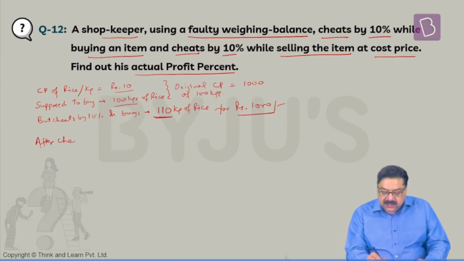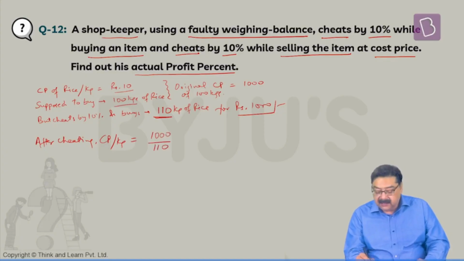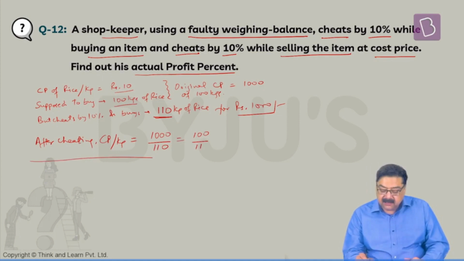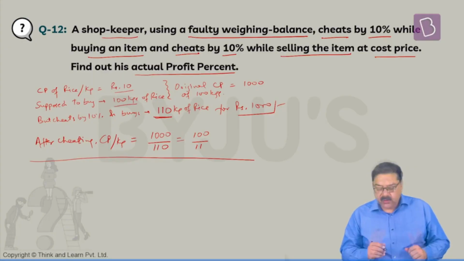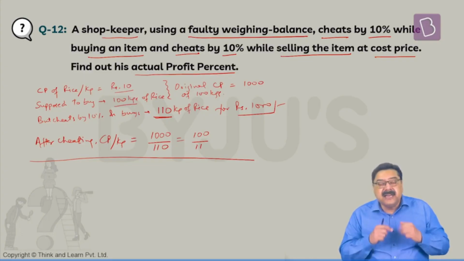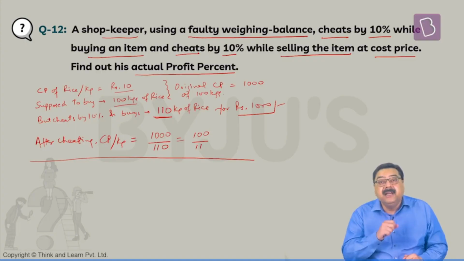So after cheating, cost price per kg of rice shall become rupees 1000 by 110, which is 100 by 11 rupees per kg. Now similarly, while selling the item, he said that I am selling the item at cost price. So I will sell 100 kgs to you, but he cheats by 10%. Now this time what does he do? He sets his weighing balance in such a way that when you buy rice from him, you don't get 100 kgs, you will get 90 kgs. And why is it so? He is cheating by 10%.